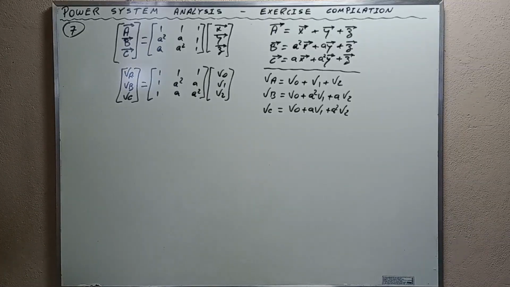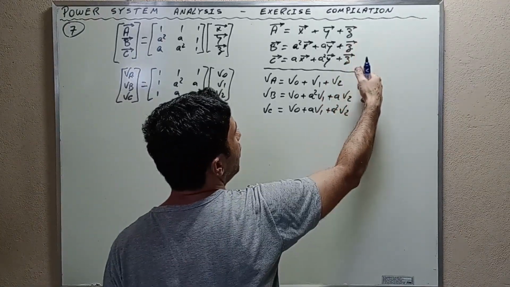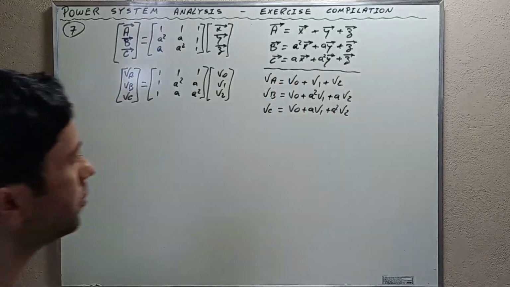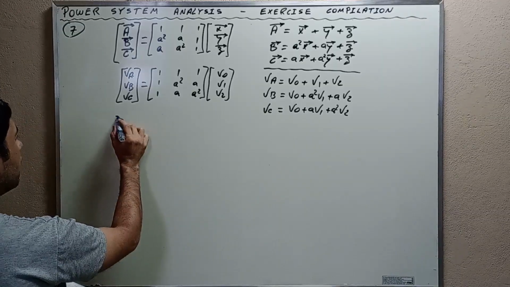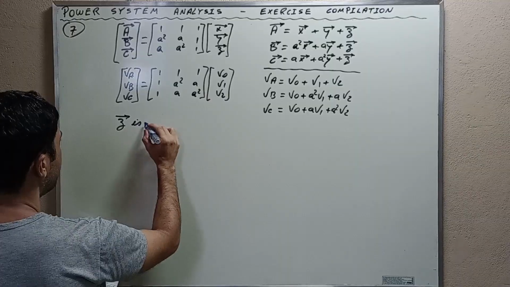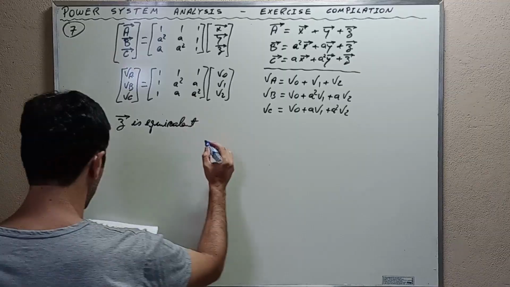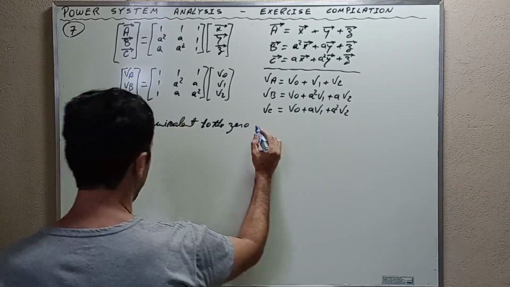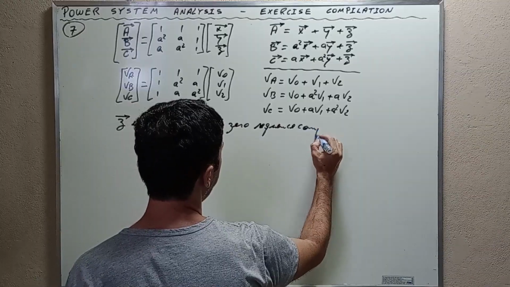This is what the exercise wants us to do. Alright, let's take a look at Z. Observe that Z behaves similar to V0, alright? Okay? And what is the conclusion that we get? We conclude that Z is equivalent to the zero sequence component.